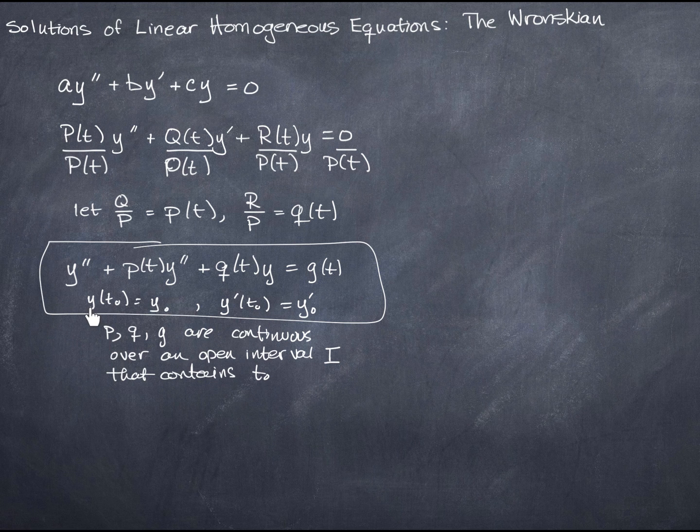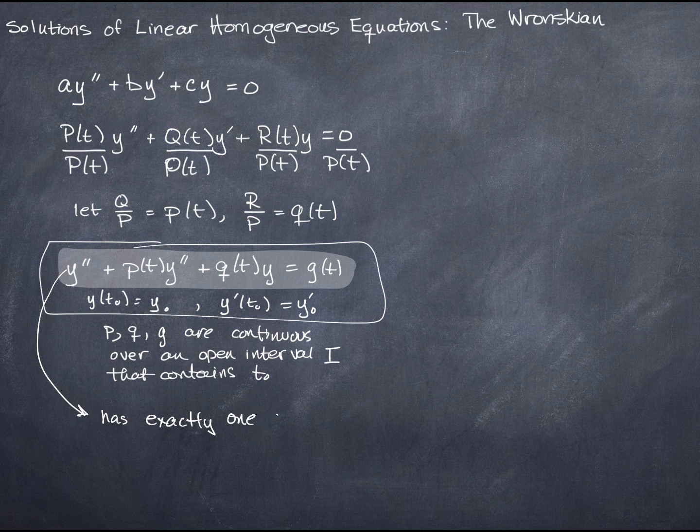Once we know what the general solution is, we can plug t naught in and we'll get y naught out, and we can plug it into the first derivative and get the first derivative value out there. If the interval contains the value t naught, then this differential equation will have a solution, and that solution will be unique. So this equation has exactly one solution.